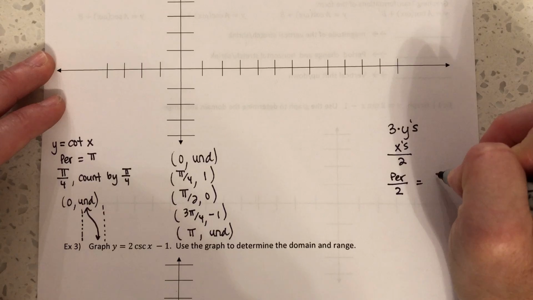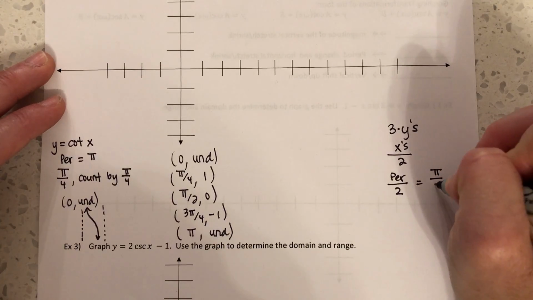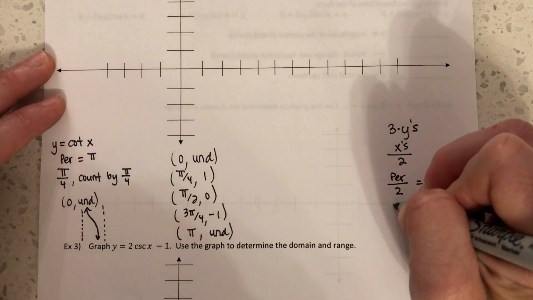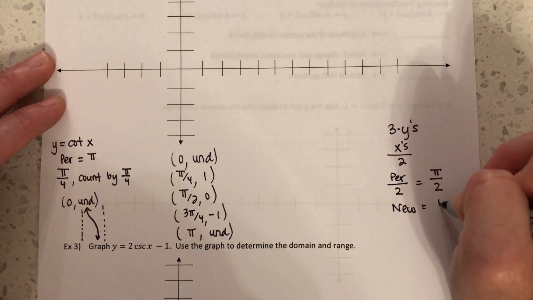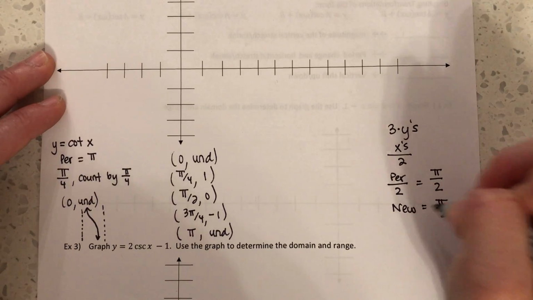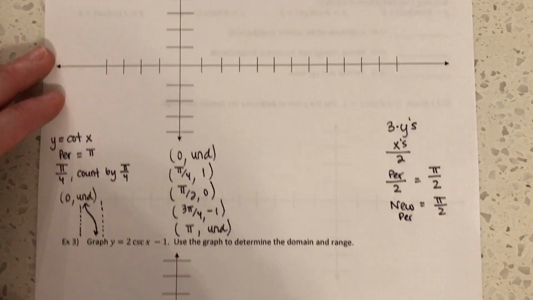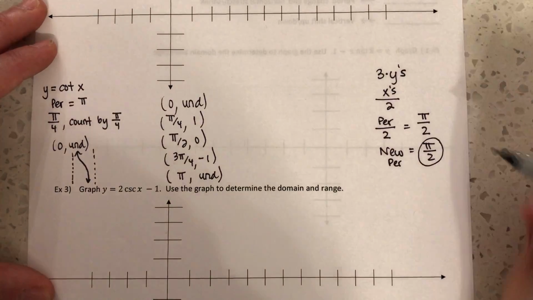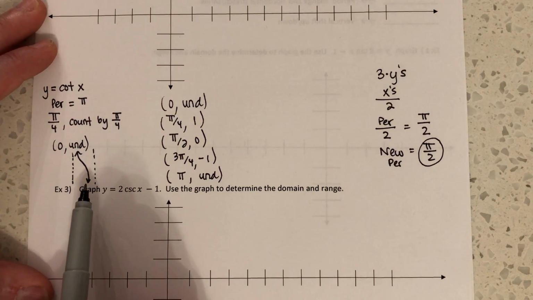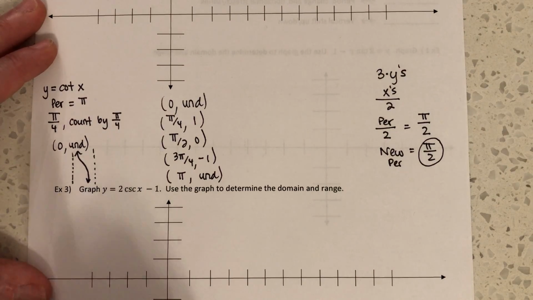So who was the period? It started as pi, divided by 2, and now your new period is pi over 2 units. So it's only, oh, that's the new period. So it's only going to take pi over 2 units to create one of these cotangent curves, okay?